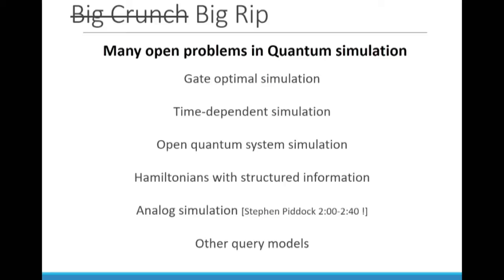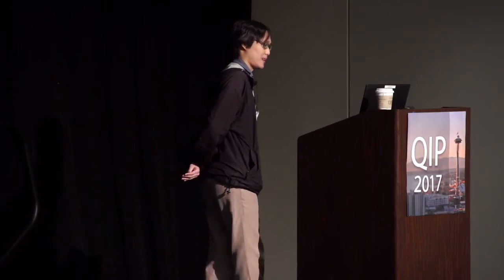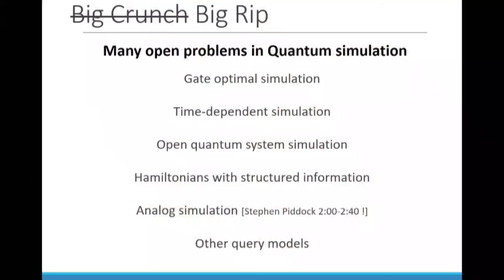So another very interesting direction which could be realized in the near future is analog simulation, and there will be a very interesting talk, I think, by Stefan Paddock later this afternoon. There are people who came out last night, and I think it's exciting. So we also introduced this new query model for Hamiltonian simulation that apparently deals with the d-sparse input and the unitary access input. So perhaps this could be used to solve other interesting input models that allow us to realize quantum speedups by phrasing the problem differently.